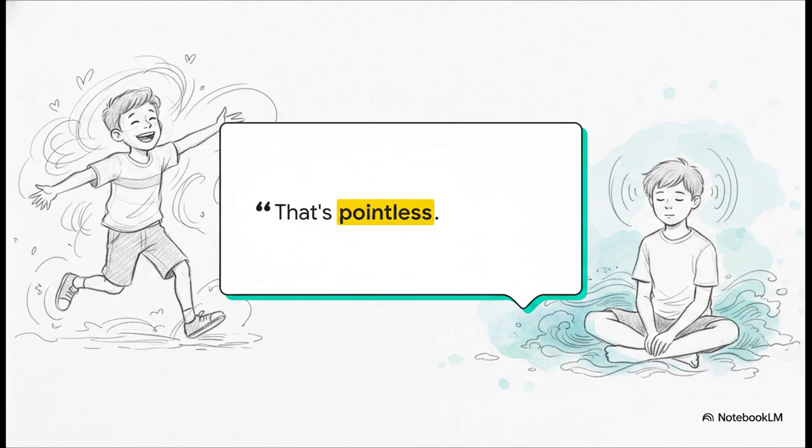Now check out this dialogue exchange where a boy named George confronts Ethan. George literally laughs at Ethan's habit of just sitting there. When Ethan explains that he's listening to the sea, George dismisses it entirely. And this is crucial because it highlights the core conflict in our story: action versus observation.